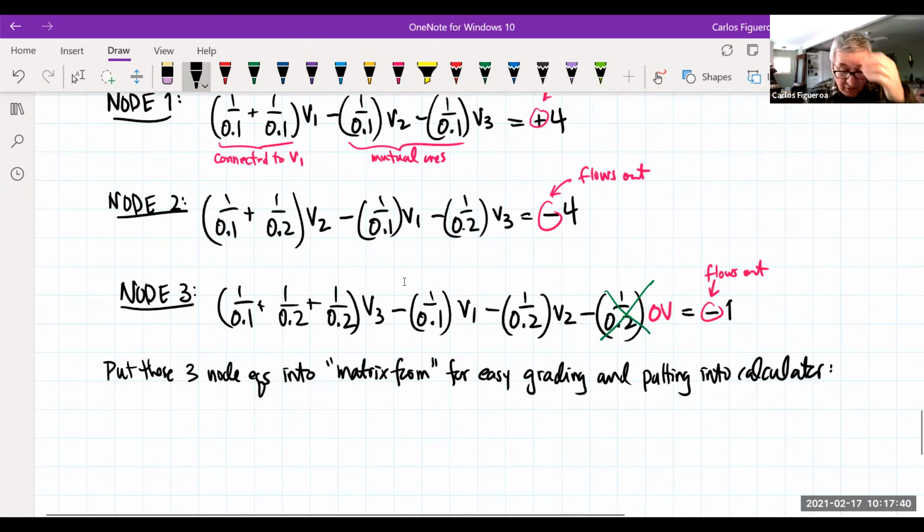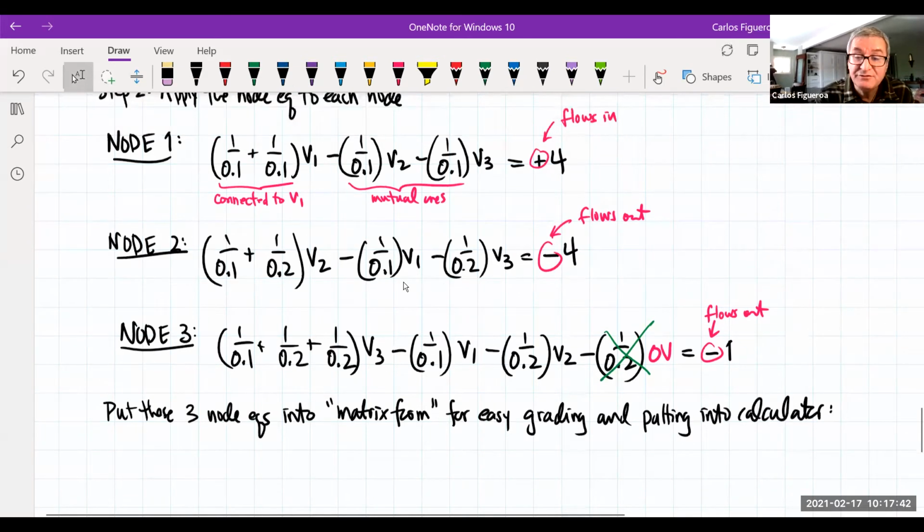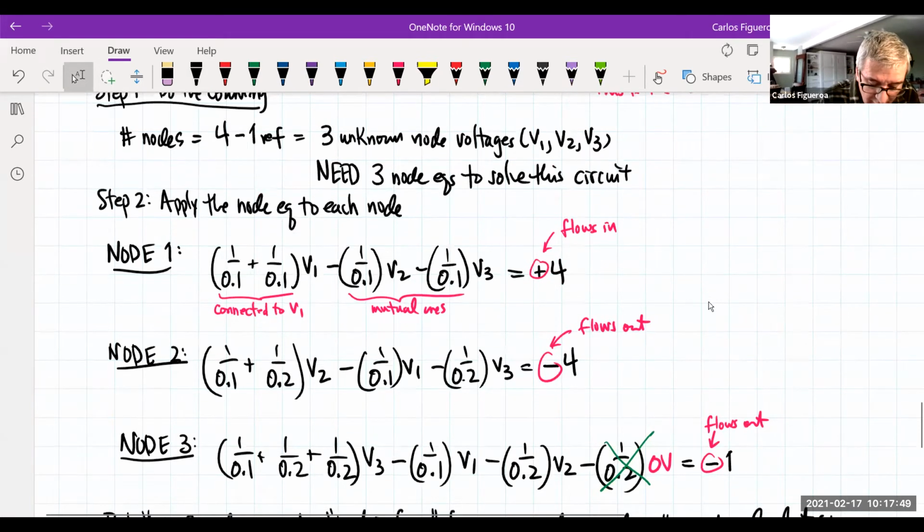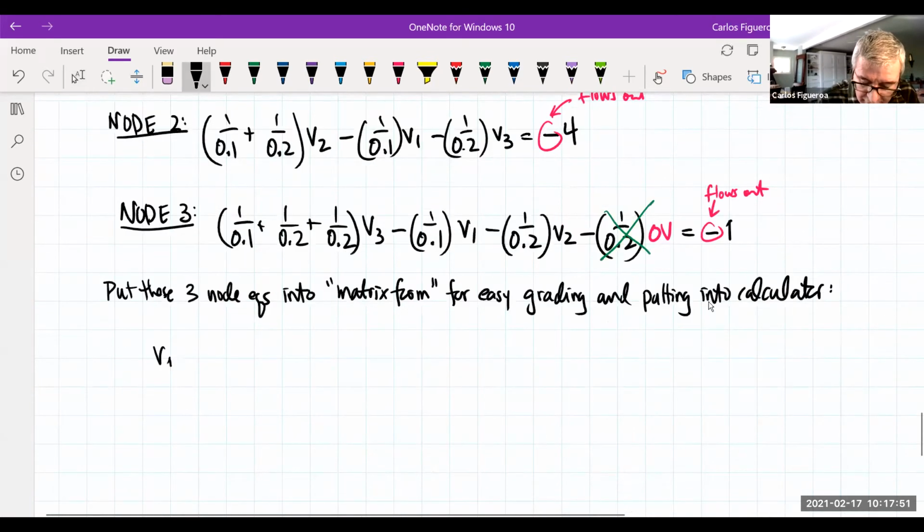So that means here, every term that's V1, I'm going to set it up so it goes like this here. So now I'm going to have my terms that are V1, V2, V3, and then I'm going to have my constant sources here. In this case, it's going to be the current sources. So let's look at the first equation.